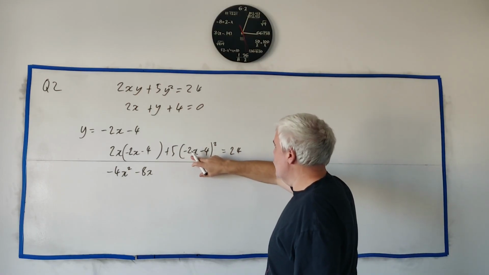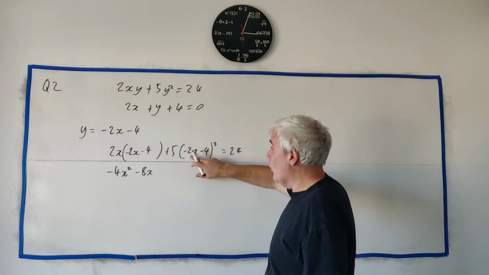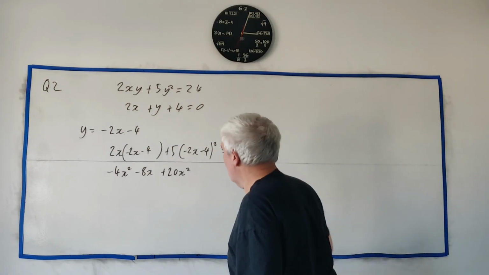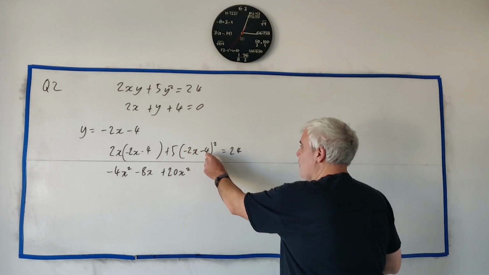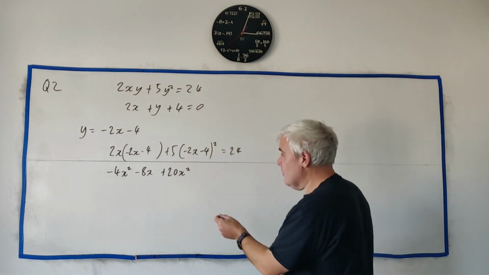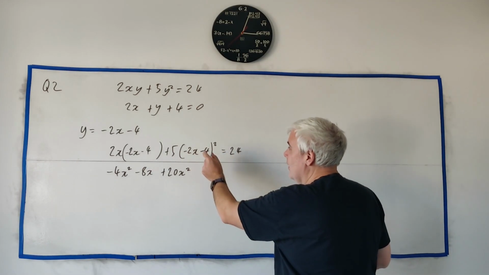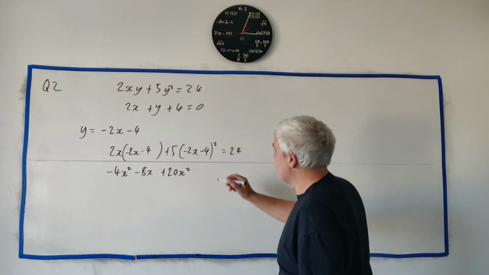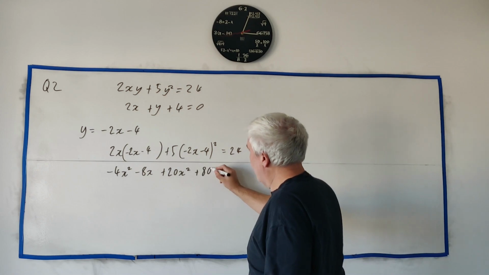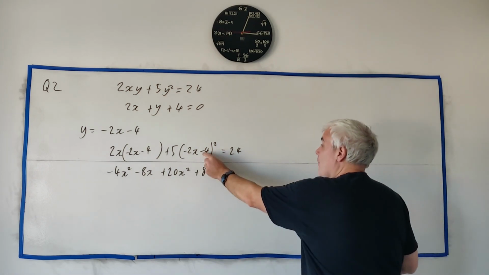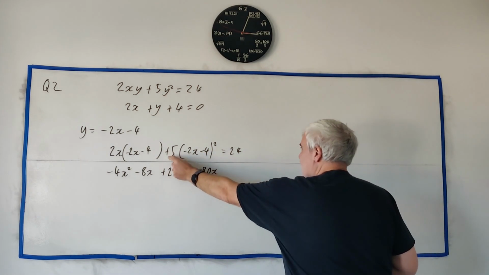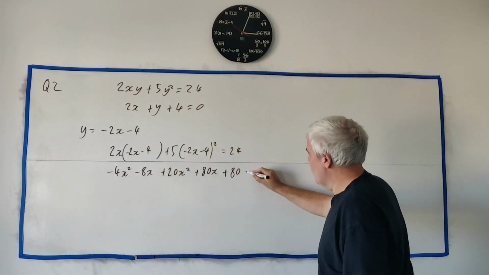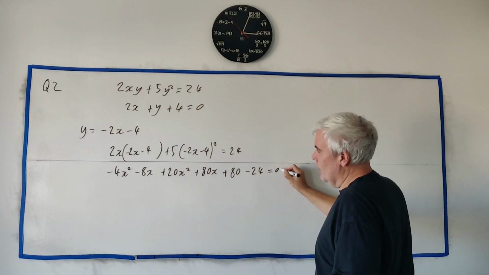This has got minus 2x squared is 4x squared times 5. We're going to get 20x squared. Minus 2x by minus 4 is plus 8x. We're going to get two of them. That's 16x times 5 is 80x. Then we're going to get 4 by 4 is 16. Again times 5, that's also 80. Plus 80. And let's move this over to equals. We have minus 24 equals 0.